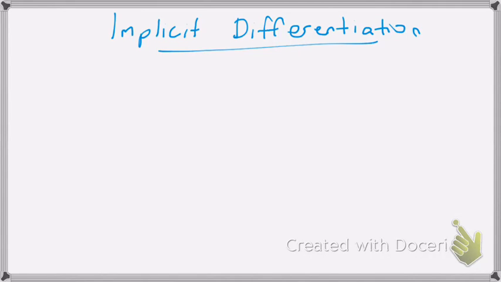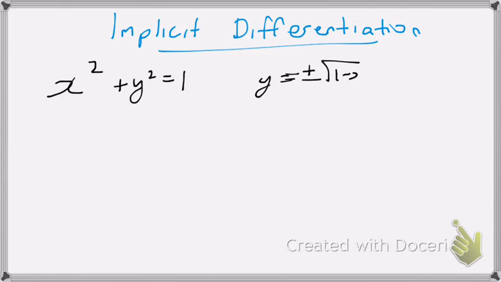So it relies on asking how you might differentiate something like, to start with, let's say x squared plus y squared equals 1. In 3 unit, what you would do is say y equals plus or minus the square root of 1 minus x squared, and then differentiate that. Instead, we have a technique that is, generally speaking, a little bit better.